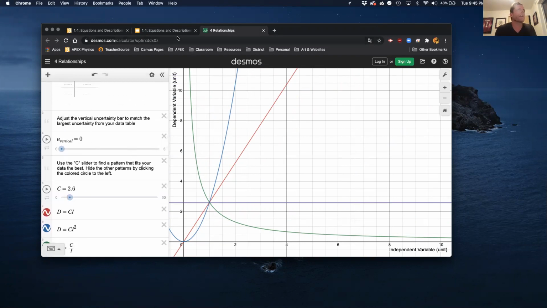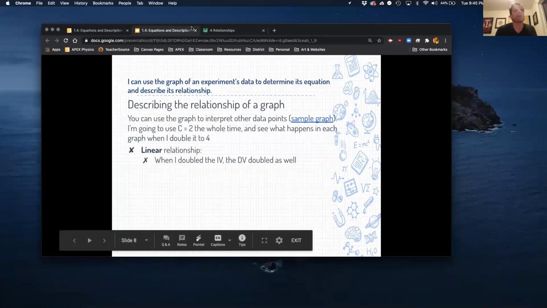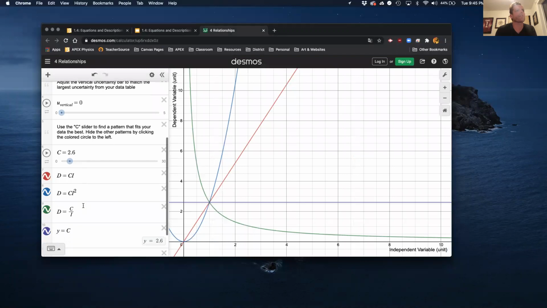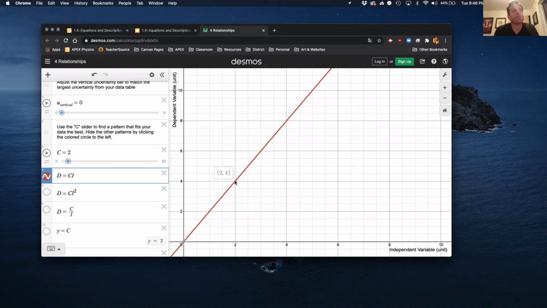So let's say I am going to look at linear. So linear is the red one, okay? So I'm just going to look at the red line real quick, okay? And I'm going to set this to 2. Okay, look at this. I can click on this graph and I can say, hey, look at here. At this point, the x value, the independent variable, is 2, and the dependent variable is 4 right here. Now I can click elsewhere on the graph and see, oh, right here.